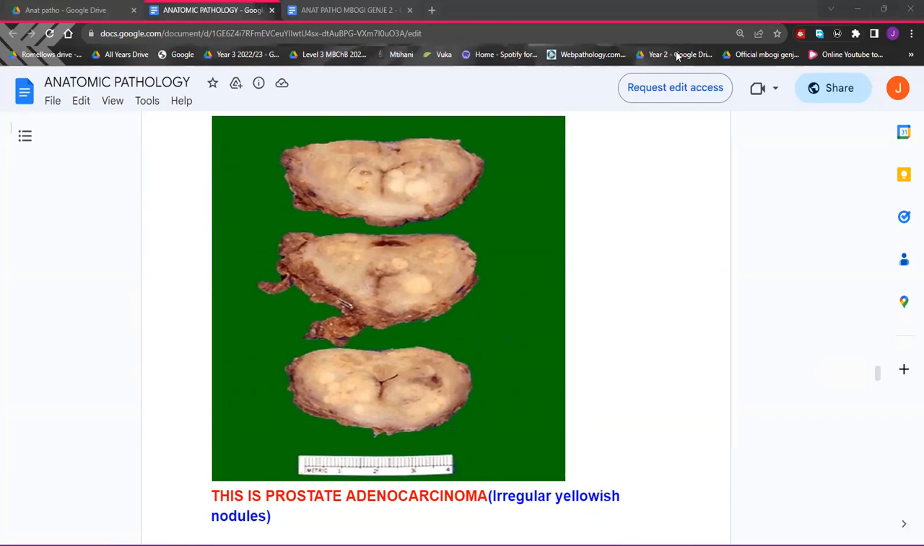So when you do a PSA ratio and it's less than 0.25, is there a high likelihood of malignancy or a low likelihood? Less than 0.25, there's a high likelihood of malignancy. And when you have greater than 0.25, you have a lower likelihood of malignancy. That's great, guys.